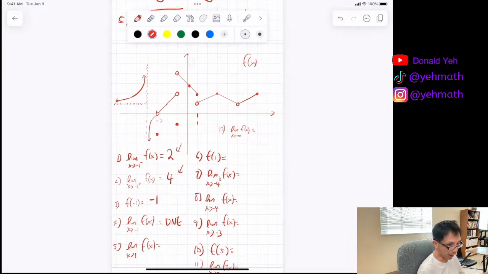Okay, so 5, limit as x approaches 1 of f of x. Maddie, what do you think? You put 2, okay. Tony, what do you think? 5. One, okay. Catherine? Does not exist. Catherine's right again. Does not exist.